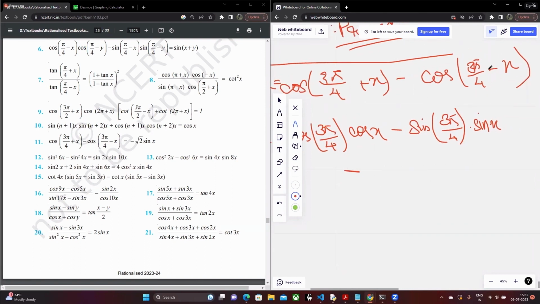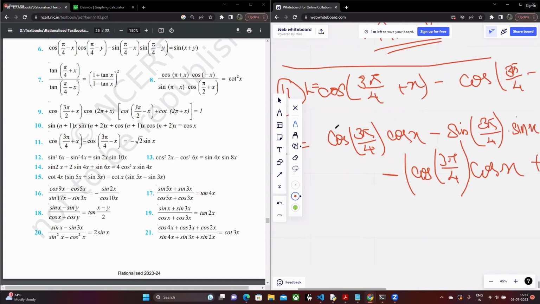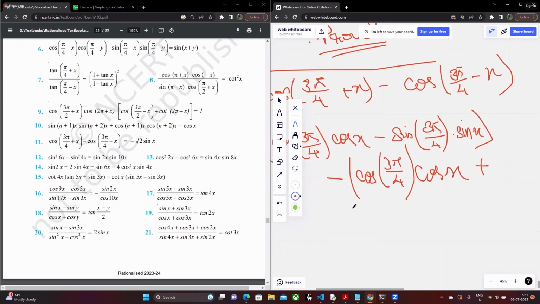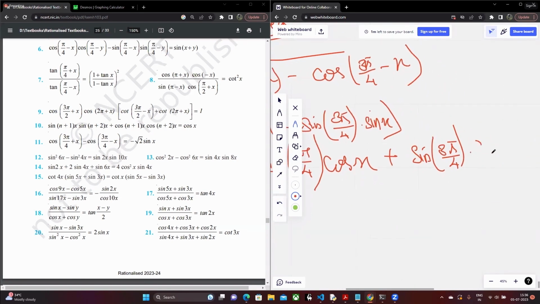Minus, this is going to be cos of x minus y, that is going to be cos x cos y plus sin x sin y, right? So this is going to be cos of 3 pi by 4 into cos x plus, I'll put a bracket over here, because this is an external sign. These are internal signs. This is going to be cos x cos y plus sin x sin y. Sine of 3 pi by 4 times sin x.